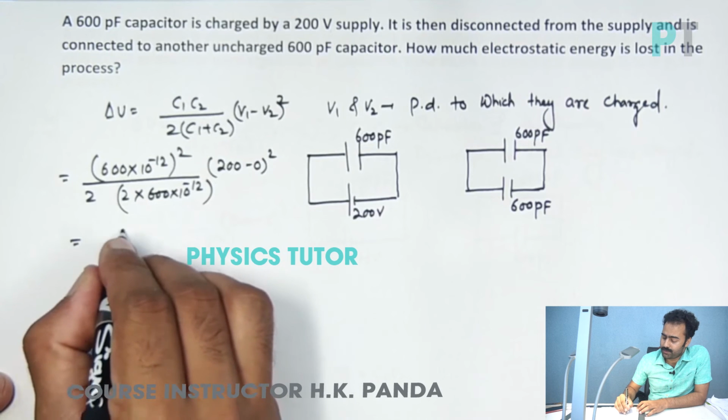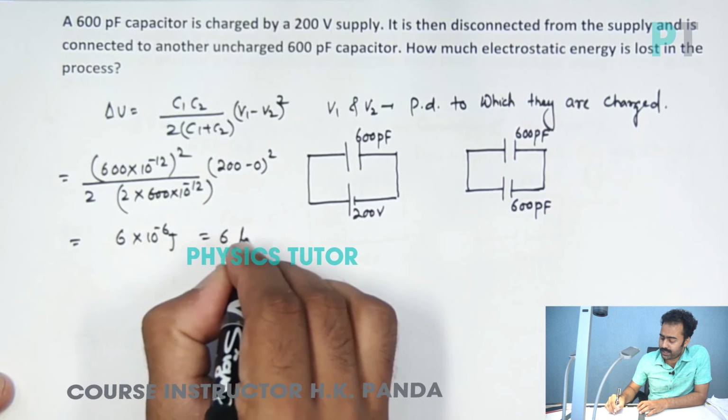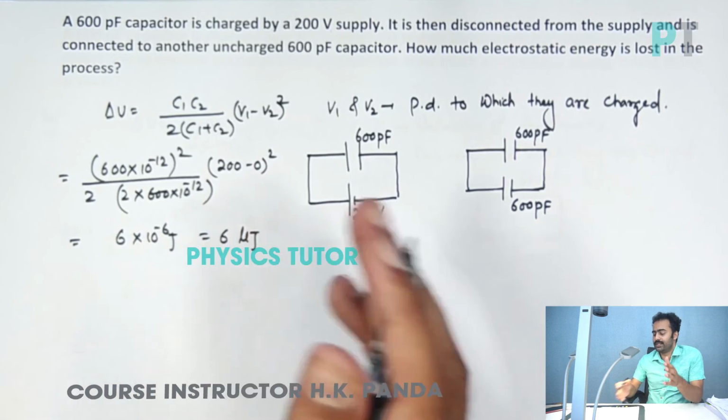And the final result will be 6 into 10 to the power minus 6 joule, that is 6 microjoule. This will be the energy loss in this process.